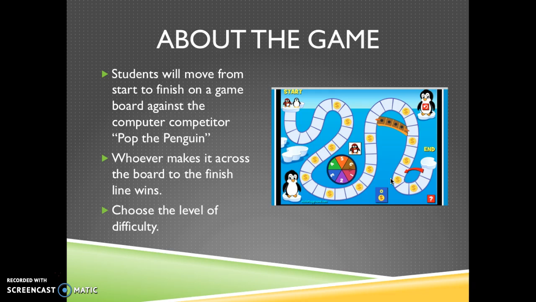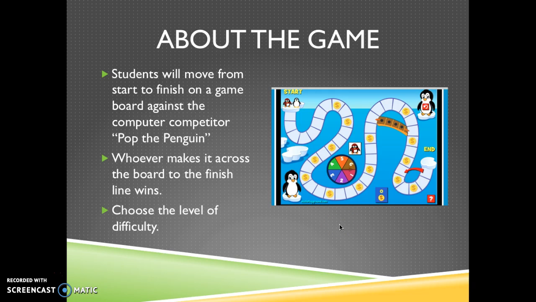So taking a look at the game here, you can see the game board that they actually play on. Students will move from start to finish on the game board against a computer competitor called Pop the Penguin, which is right here. It's that little guy. And then the student gets to pick which penguin color they would like to be. Whoever makes it across the board to the finish line wins. And every time the student gets a turn, they spin this little wheel here by clicking on it, and then they will move the number of spaces.